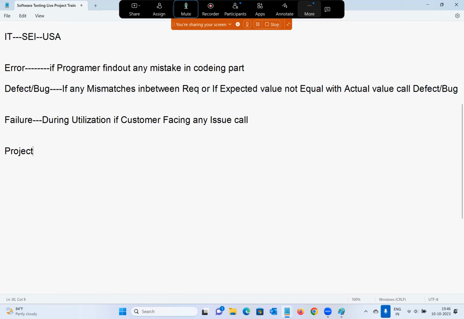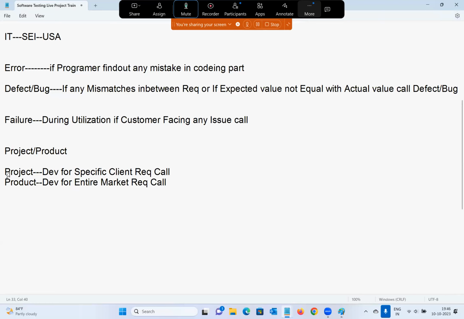And as a testing engineer, we can test two types of applications. One is the project. Second one is the product. So what is a project? What is a product? What is developed for a specific client requirement is called a project, and what is developed for the entire market requirement is called a product.